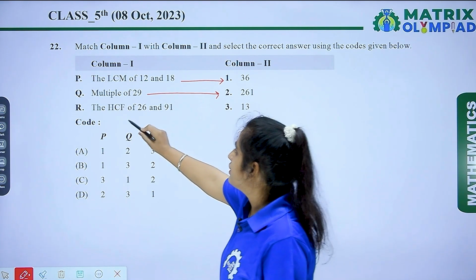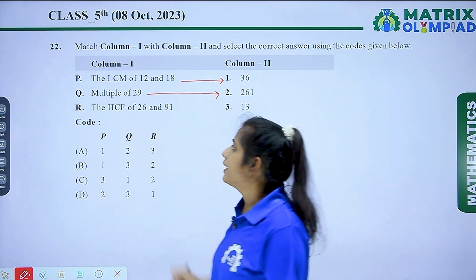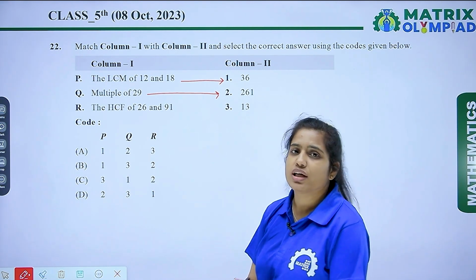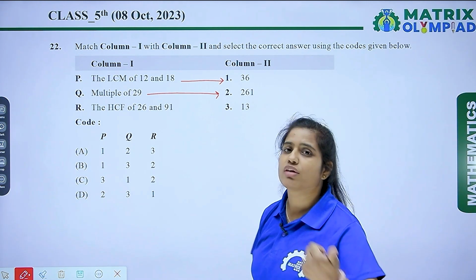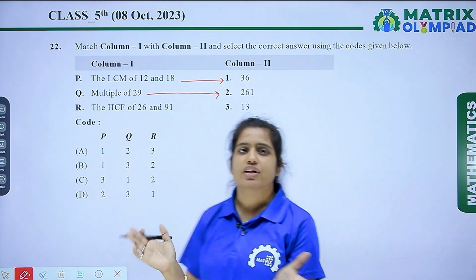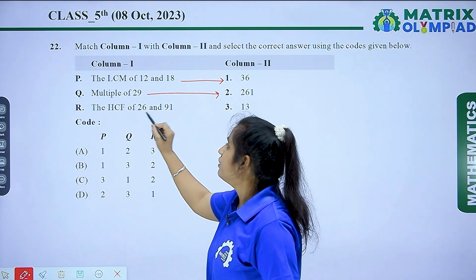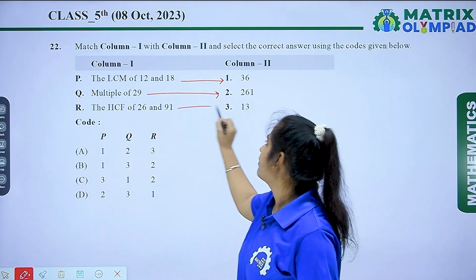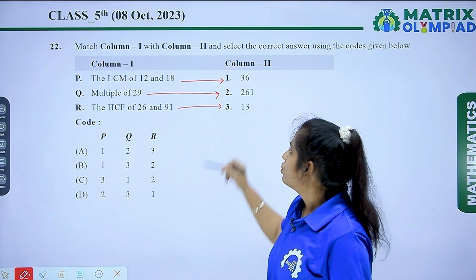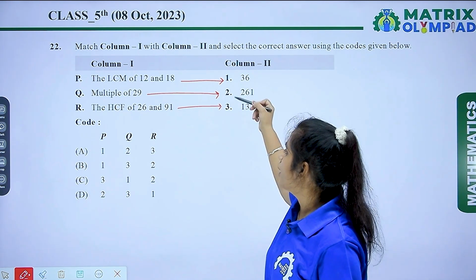Now the third part is the HCF of 26 and 91. तो HCF आपको find out करना है. HCF निकालने के लिए आप क्या कर सकते हैं, लॉन्ग डिवीजन मेथड आप लोग यूज में ले सकते हैं, या प्राइम फैक्टराइजेशन मेथड की हेल्प से आप लोग फाइंड आउट कर सकते हैं. तो HCF of 26 and 91 is 13. So the correct sequence is 1, 2, 3.